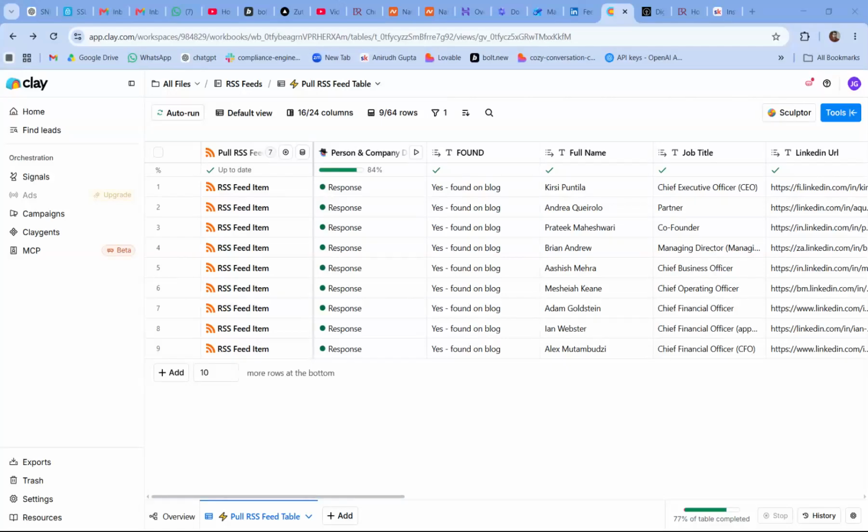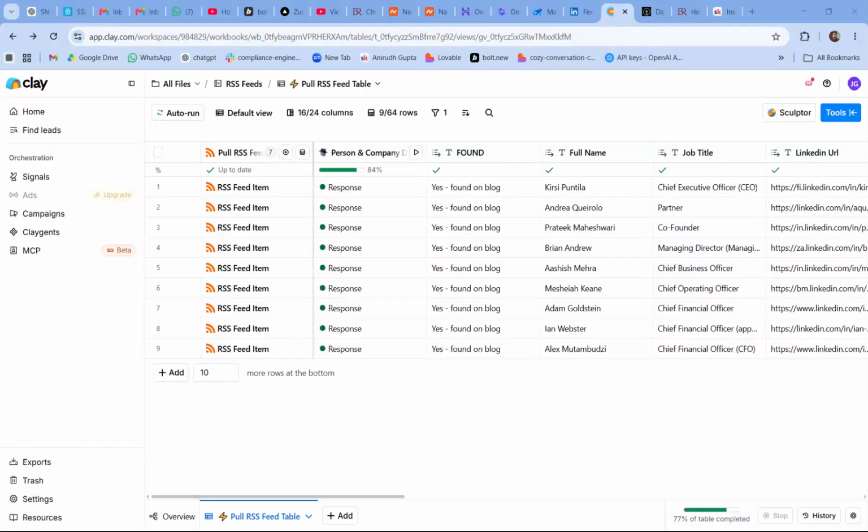Hello everyone. So today we are going to talk about another function of Clay where we can generate leads through a very creative process. It's not something like you extract cold outbound from any data sources like Apollo or Lusha or ZoomInfo or SignalHire or any of the Clay native data sources.